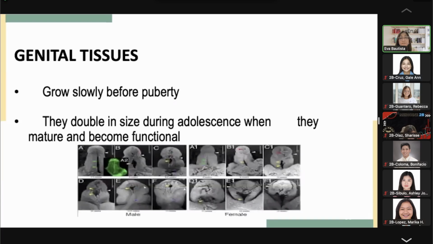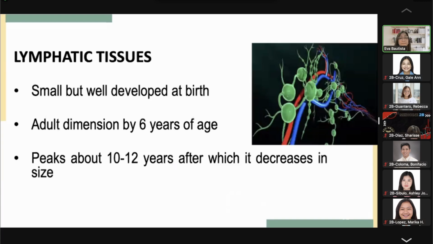So the genital tissues grow slowly before puberty, and then, of course, there will be doubling in size during adolescence when they become mature and functional. The lymphatic tissues are small and well developed at birth, and as I have said earlier in the Scammon's growth chart, adult dimension is achieved by 6 years of age, and then peaks after that, and then decreases in size.